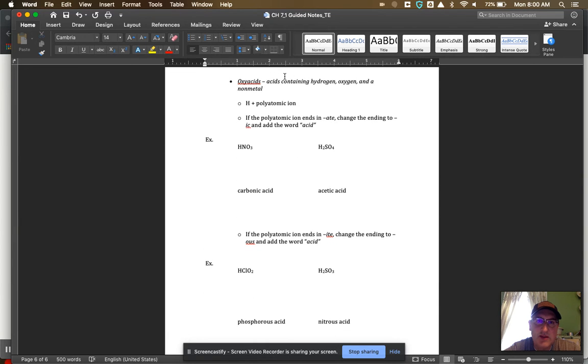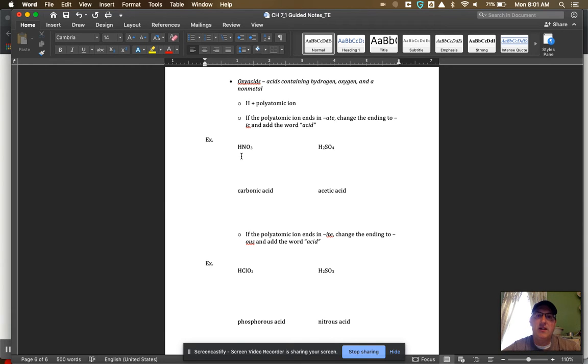There are 2 types of oxyacids. They're when H is with a polyatomic ion that ends with ate, or it ends with ite. Remember, a lot of our polyatomic ions end in ate or ite. So the rule is if you have H in a polyatomic ion, and that polyatomic ion ends in ate, you change the ate to ic, and then you add the word acid.